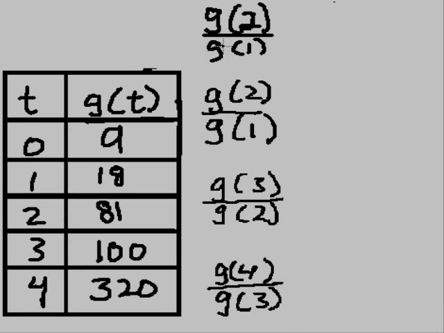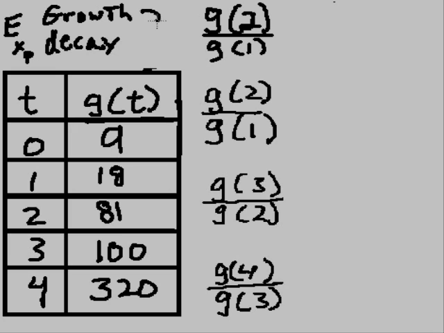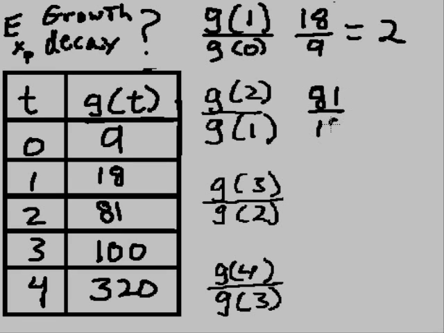Next problem, does this data represent exponential growth or decay? Well, let's make ratios. G of 1 over G of 0. G of 1 is equal to 18, G of 0 is equal to 9. 18 over 9, that's equal to 2. I got that one. How about G of 2 over G of 1? That's 81 over 18.